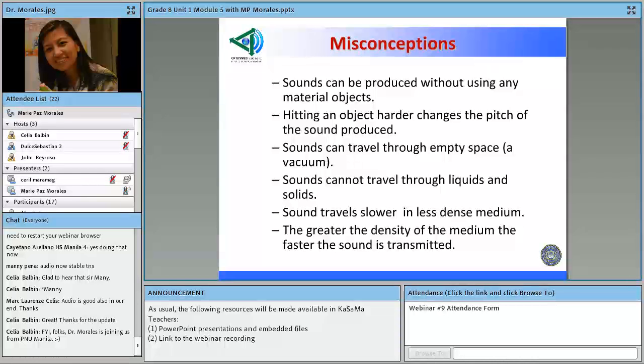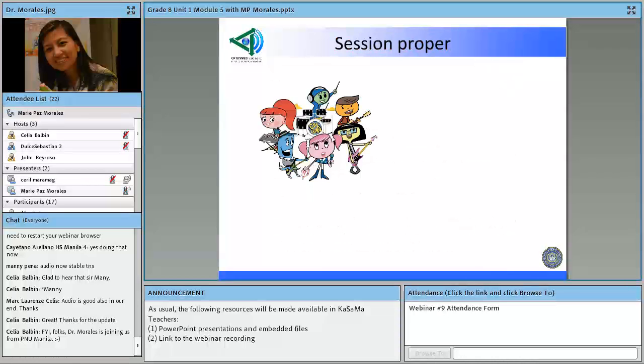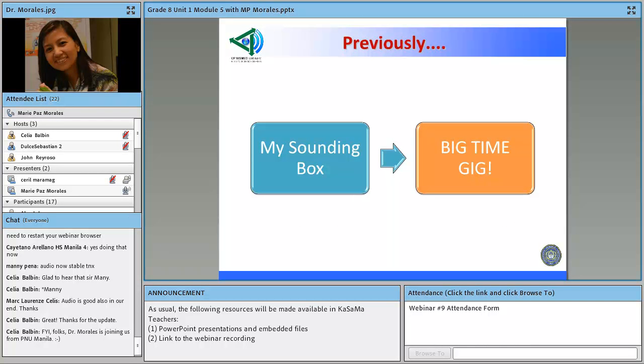Which one? It's all about the temperature, okay? So there, you can have the misconceptions and we can address the misconceptions using the different activities presented here. So let's take a look at the different activities.